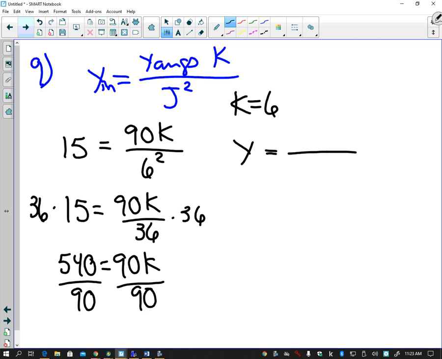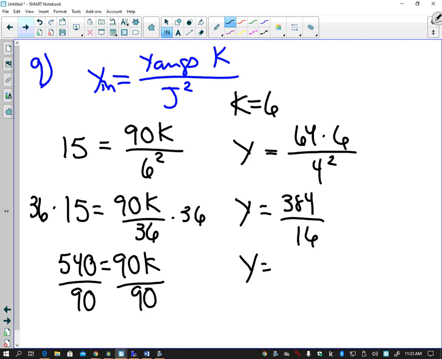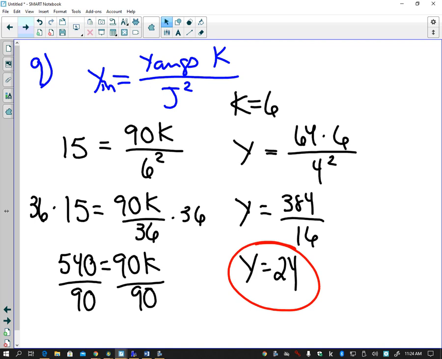So I ask you to solve for your yins if there are 64 jades. So that's going to be 64 times 6, because we have to put the K back in, over 4 squared jades. Help me finish this out with 64 times 6. 384. What's 384 divided by 16? 24. Your final answer should be 24. I'm going to have to stop there. What was this, question number 9? I'll try to finish up on my own.